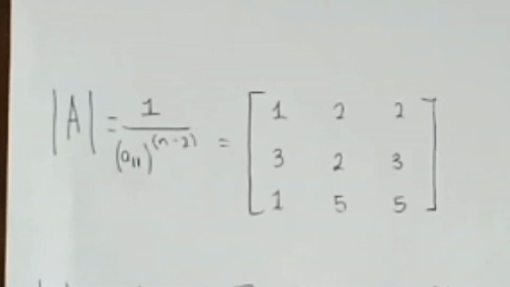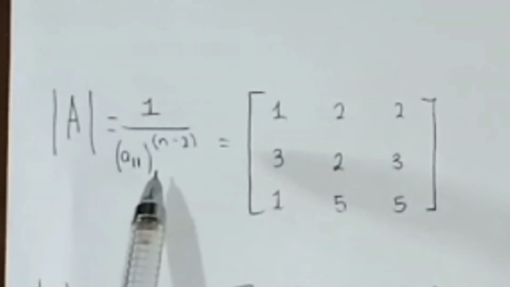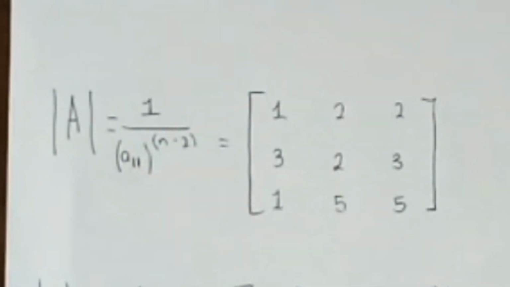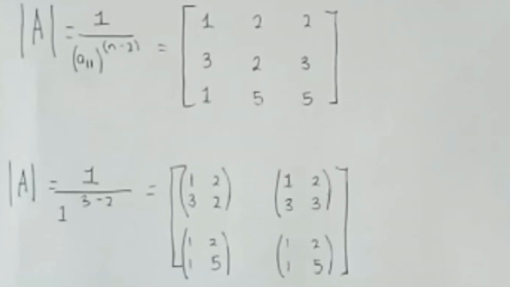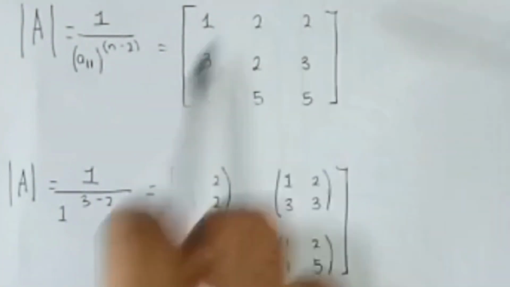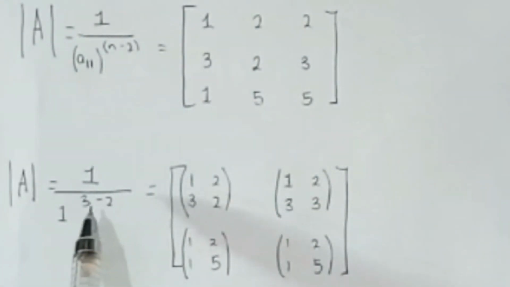The determinant of A is 1 over A11 raised to n minus 2 and then copy the given. To solve the determinant of A, syempre una, 1 over the A11 which is the first element, kaya siya naging 1. And then n, 3. And then minus 2. Ang 2 is a constant.